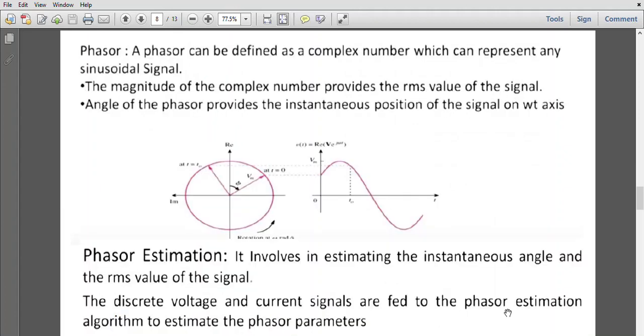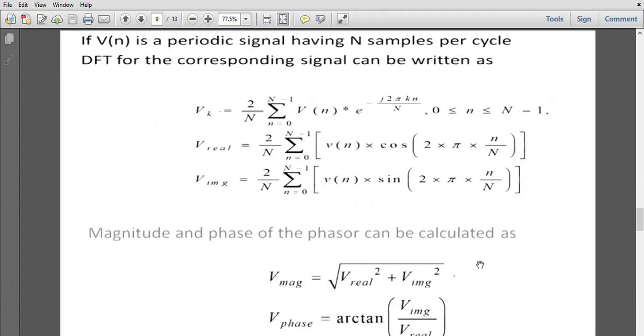Now what is a phasor? A phasor can be defined as a complex number which can represent a sinusoidal signal. Basically, a sinusoidal signal has both amplitude and angle. The magnitude of the complex number provides the RMS value of the signal, that is the magnitude of the signal. The angle of the phasor provides the instantaneous position of the angle. Now, as already discussed, phasor estimation involves estimating the instantaneous angle and RMS value of the signal. These discrete voltage and current signals are fed to the phasor estimation algorithm to estimate the phasor parameters.